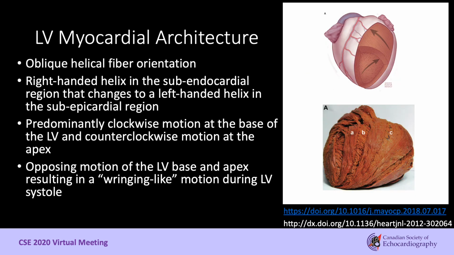Now, in order to understand strain, we have to understand the myocardial architecture. On the right, you can see two images. The top is a cartoon and the bottom is a desiccated heart, and you can see that the fibers are oriented in an oblique helical pattern. On the endocardial or subendocardial surface there's a right-handed helix, and it becomes a left-handed helix in the subepicardial region. This results in a predominantly clockwise motion at the base of the LV and a counterclockwise motion at the apex. This opposing motion of the LV base and apex results in a wringing-like motion during LV systole.